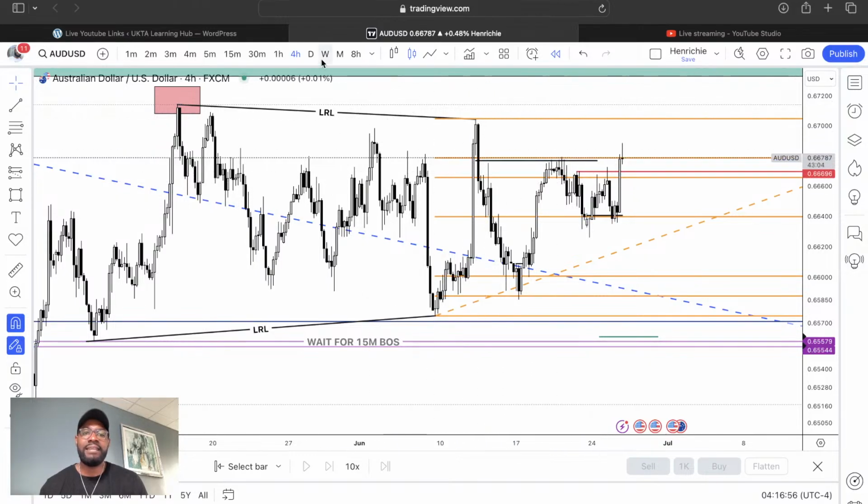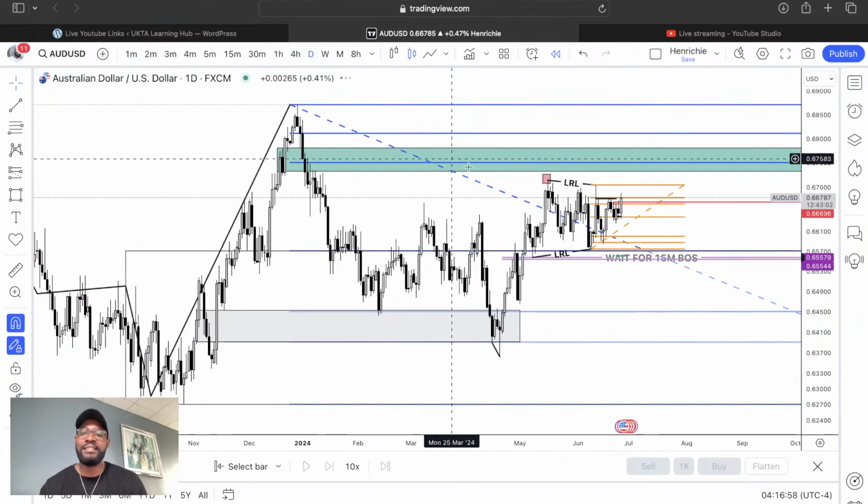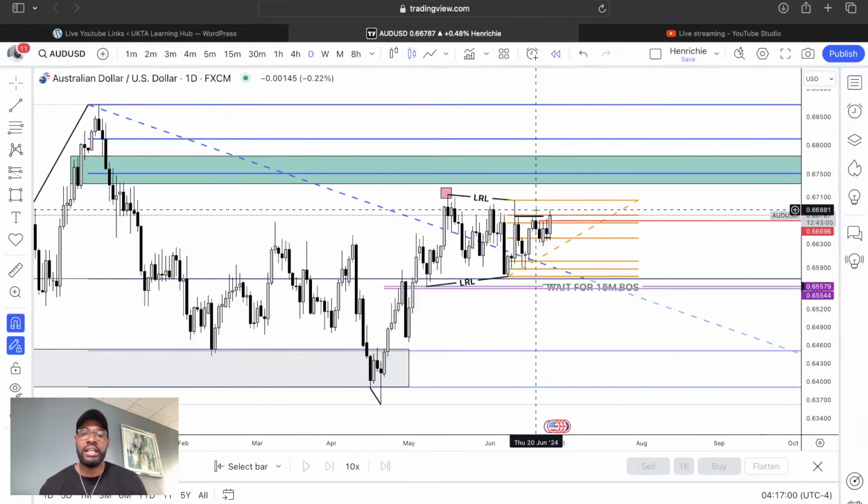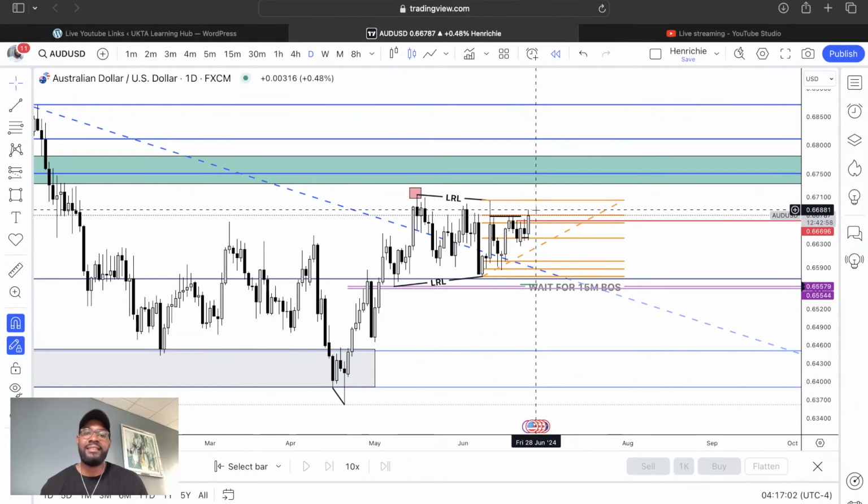So you can basically see that in this case, this is what we call a cracking correlation. Aussie dollar has already cracked the correlation between itself and the dollar. It's supposed to move oppositely correlated to the dollar, but it's now literally going up when the dollar is going up.